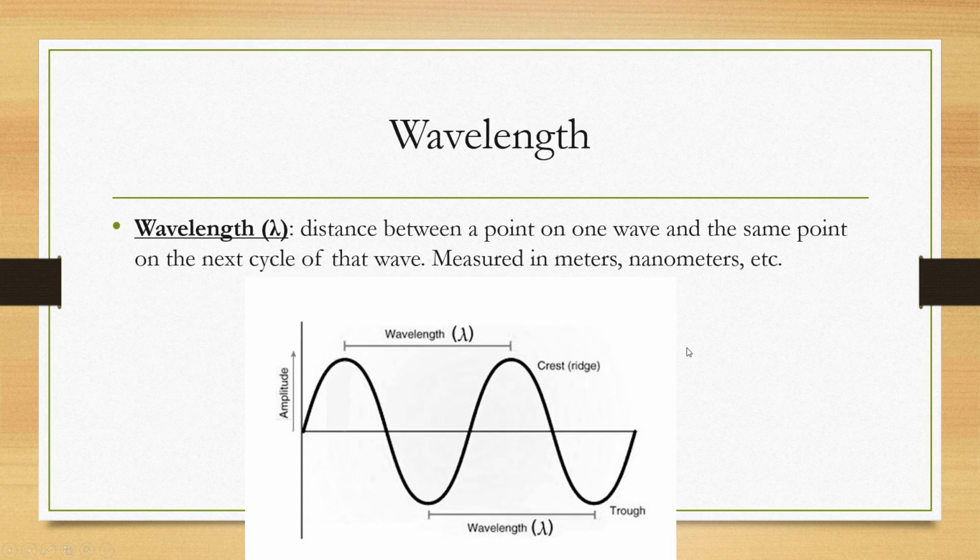So the first one of these is wavelength. So wavelength, or this little weird H-looking thing called a lambda, that's the symbol we use for wavelength, is the distance between a point on one wave and the same point on the next cycle of that wave.